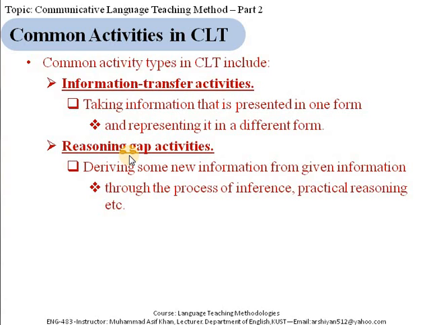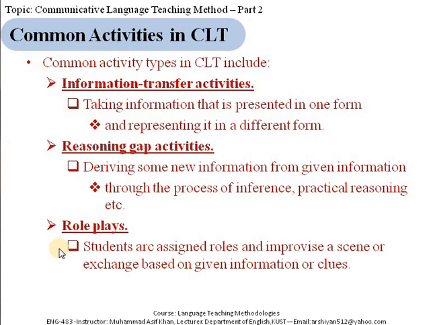The last activity which we are going to discuss in today's lecture is role plays, and this activity is very common in CLT classes. Students are assigned roles, and they improvise a scene, or there are exchange-based activities on the given information or provided clues, and in these role plays students exercise their communication.